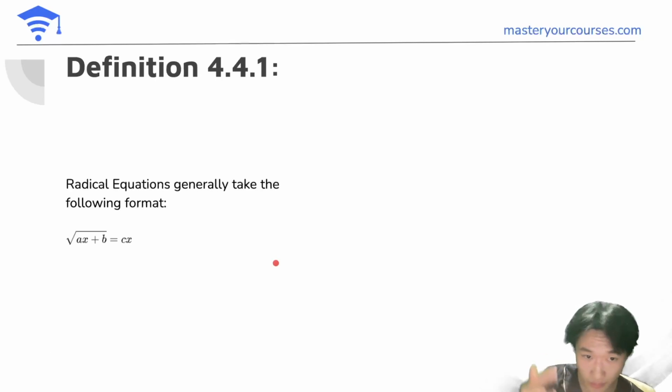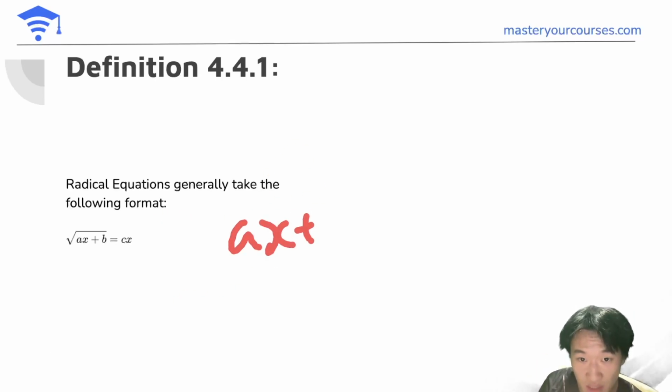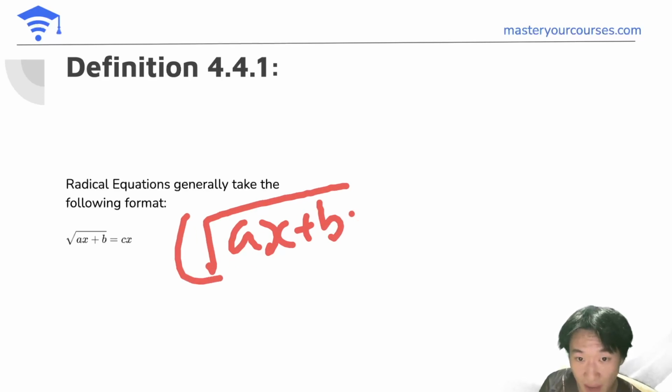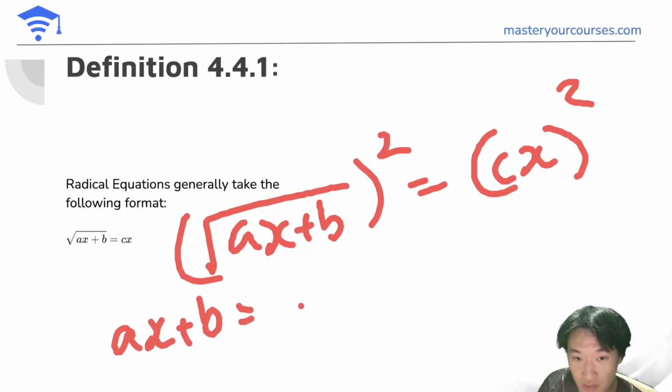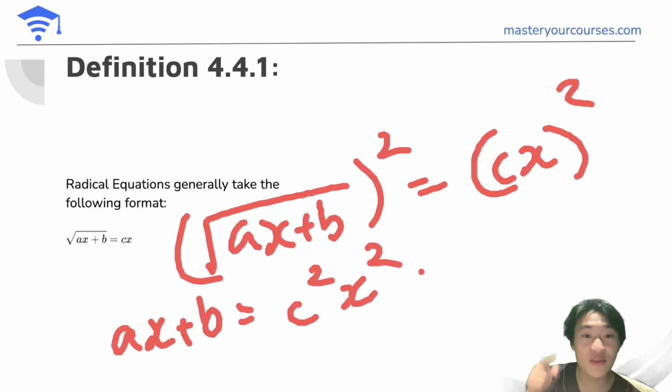Well, we can do something like this. The square root of ax plus b, to the power of 2, equals cx to the power of 2. Then what do you get? You get ax plus b equal to c squared x squared. Now this is a quadratic equation. You know exactly how to tackle this. You have a formula, you have factoring, right? You have many skills you can use to solve this equation now.